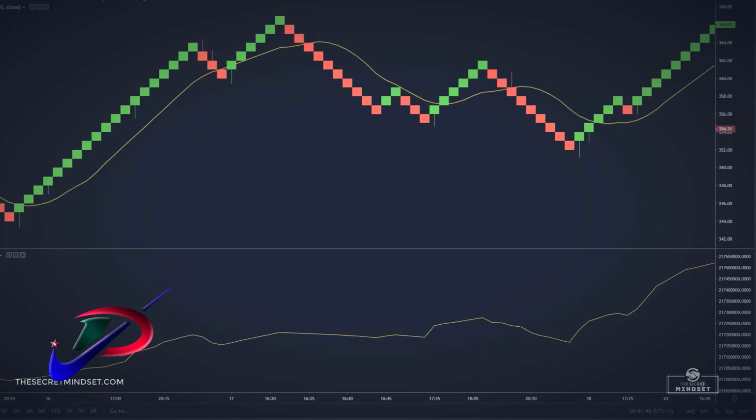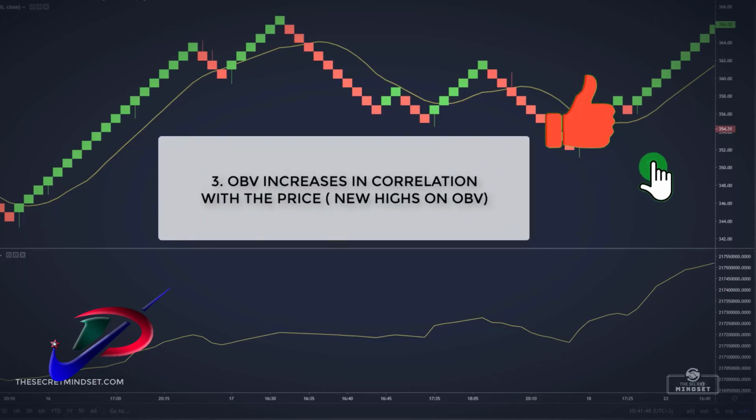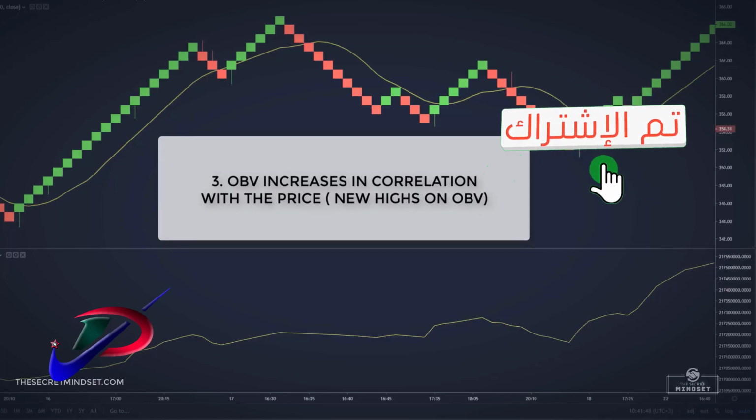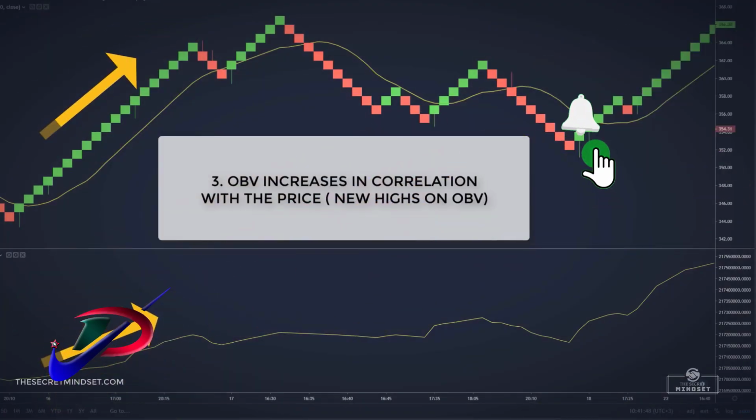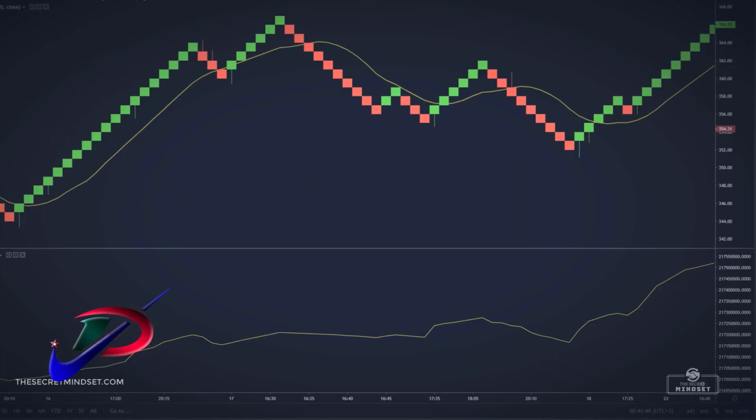We filter the signal with the on-balance volume. We look for a new high in the OBV, which indicates that the buyers are stronger than sellers and the price is likely to increase. When OBV increases in correlation with the price, the upward trend is confirmed.